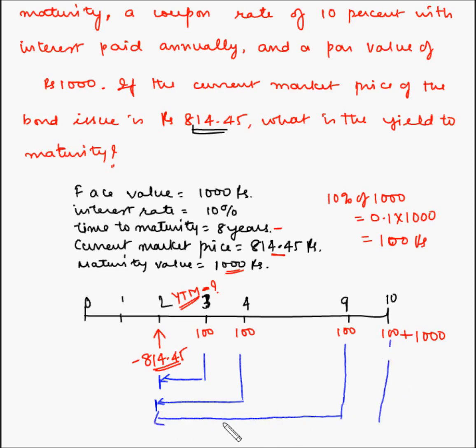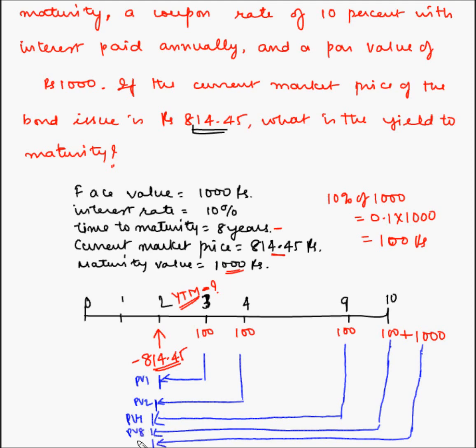So here, let's say this is PV1, this will be PV2, and then we'll have this will be PV7 and PV8, because there are a total of 8 years remaining, and at the 8th year we have two amounts, 100 and 1000.